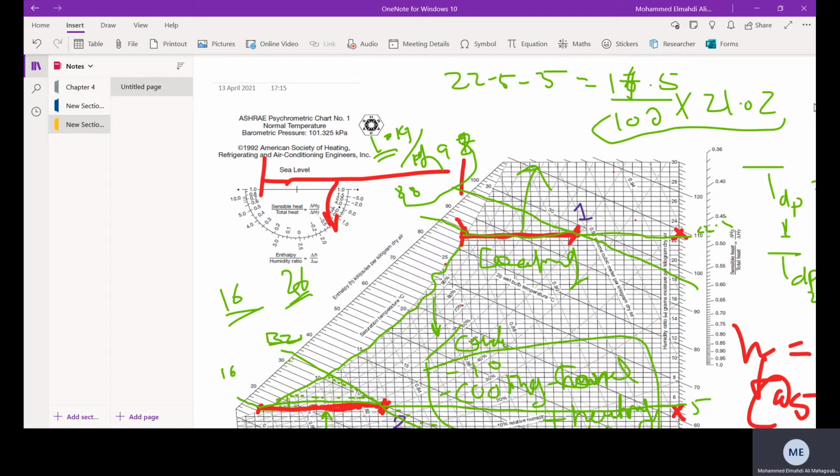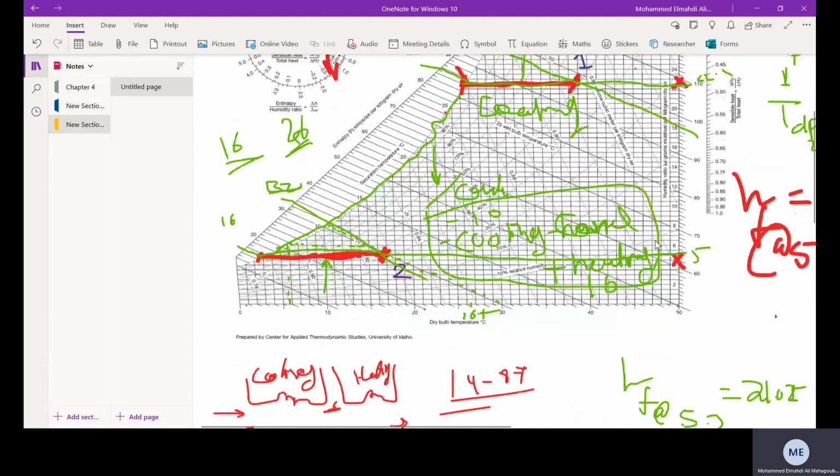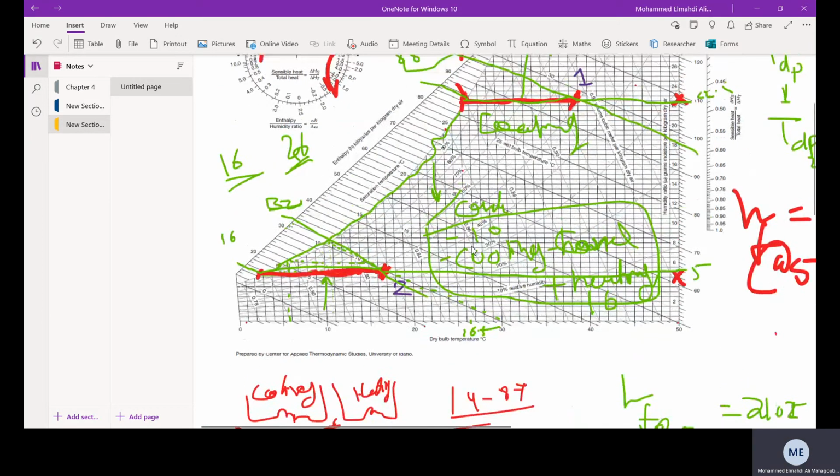Yeah, 22.5 minus 5 is 17.5, divided by 1000, multiplied by 21.02, and then plus the amount we had from before. Here we had around minus 10, and here around positive 16. Still there's something wrong. What is it?